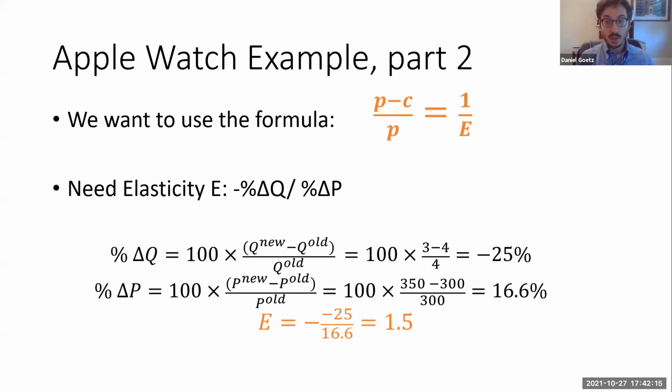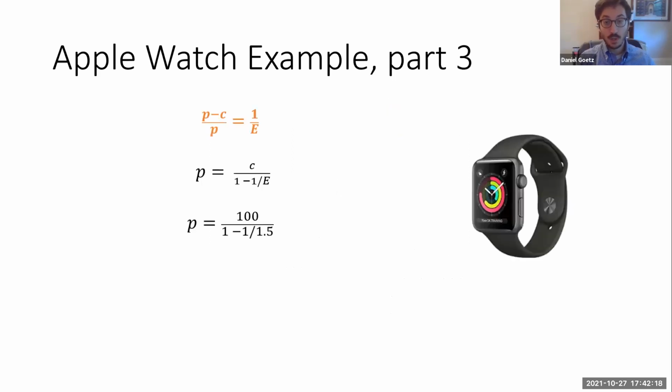With the elasticity, we can solve explicitly for what the optimal price should be. We start from P minus C over P equals 1 over the elasticity, rearrange to solve for price, and plug in the numbers that we have calculated. We'll find that price should be equal to 300. So we run this survey, and it tells us the optimal price is actually 300. Given how sensitive people are, given that they would respond this way with this elasticity to a price increase, P equals 300 is the best we can do.